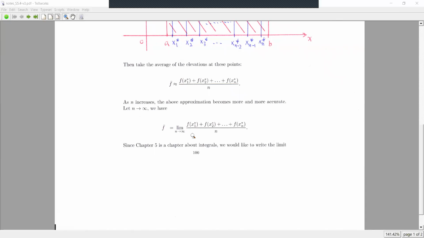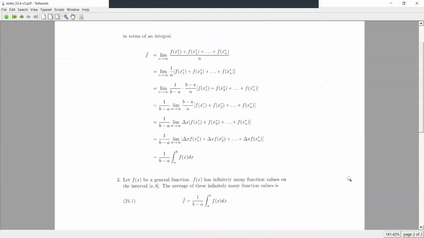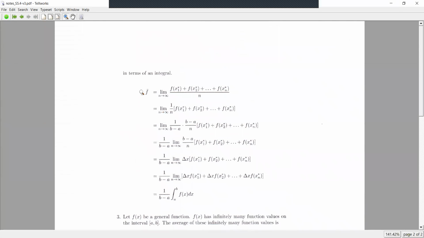Now in the following, let me write this limit into an integral. Chapter 5, this whole chapter is about integrals. Everything is integral. Now let me write this limit as an integral in the following.